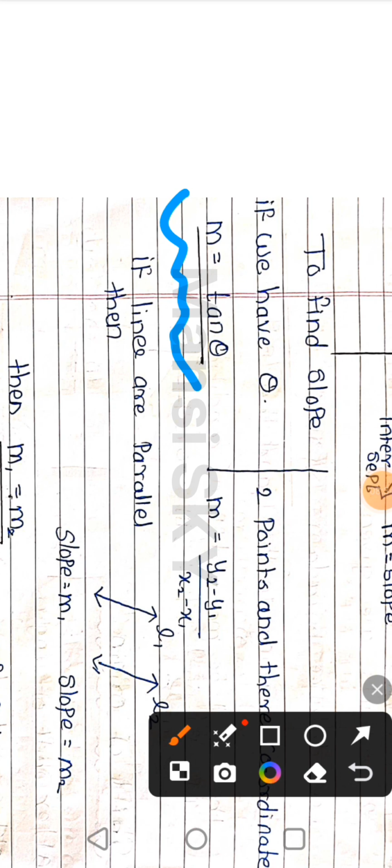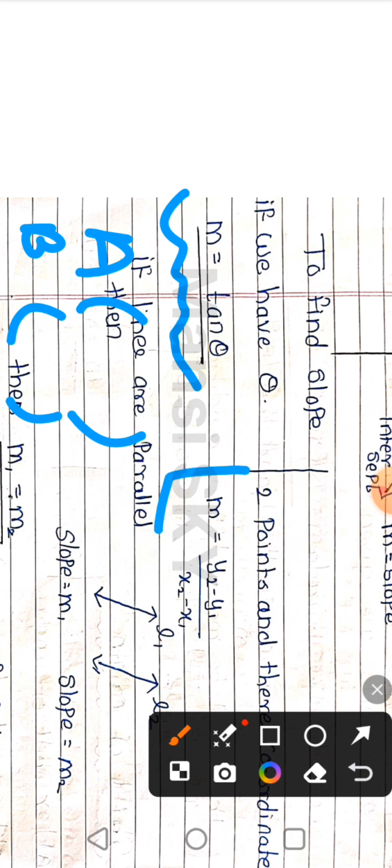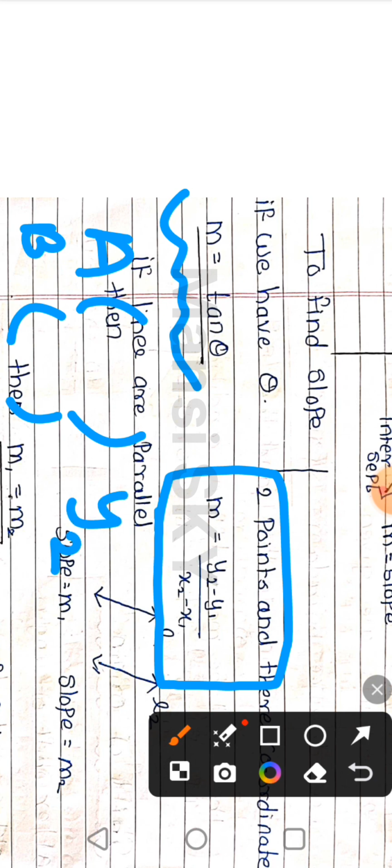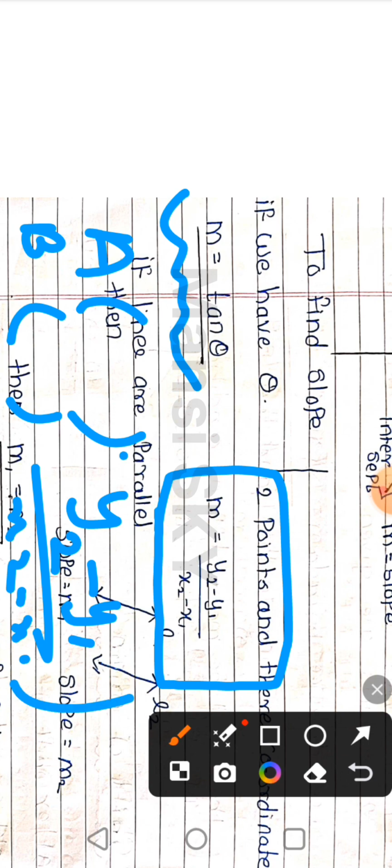Then if we are given 2 points, like point A and point B with their coordinates, then we can find the slope with this formula. This formula was in 10th standard also, so this is a known formula for you guys. M, that is slope, is equal to y2 minus y1 upon x2 minus x1. Okay, so this is an important formula for finding the slope.